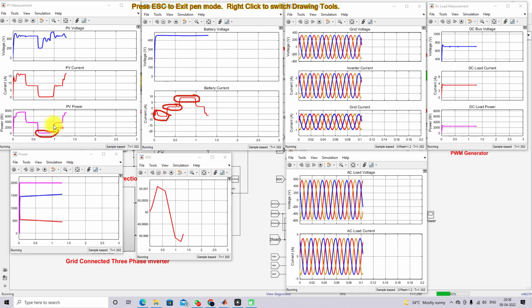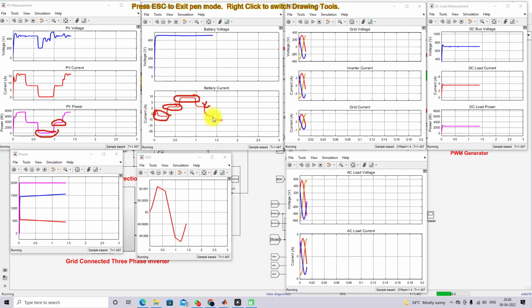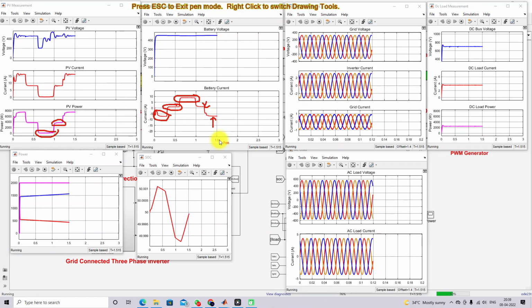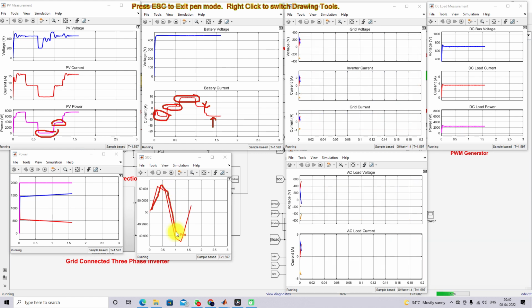so after that you can see here, when the irradiation changes from 10 watts per meter square to 500, the PV power is again increasing. Because of that, you can see that the discharging current will decrease. After 1.2 seconds, the irradiation changes from 500 to 1000 watts per meter square. So here you can see that the battery goes to charging mode. Okay, so you can see the SOC of the battery. Initially it goes for charging, and then goes to discharging.